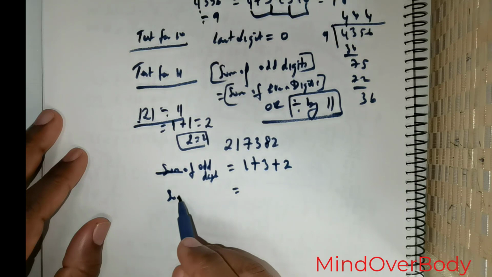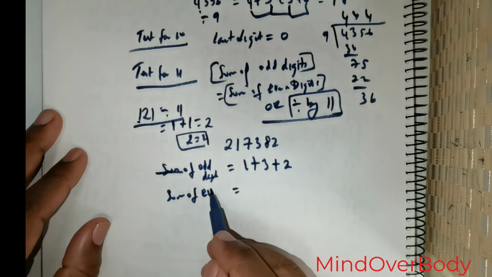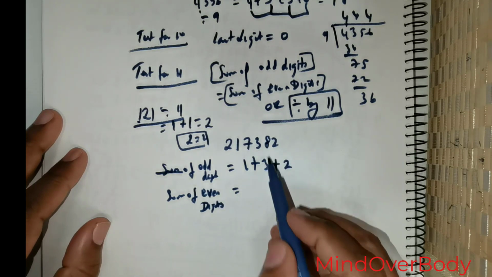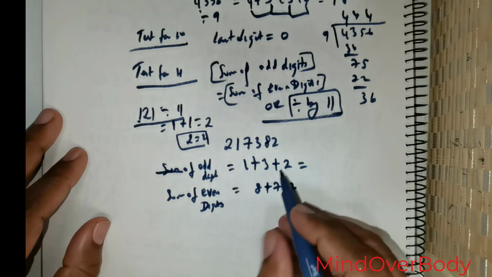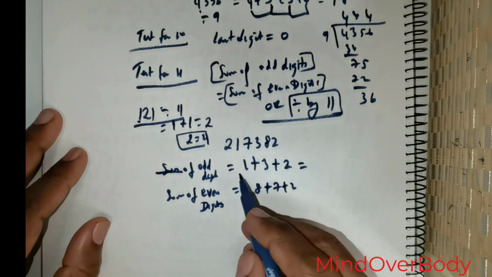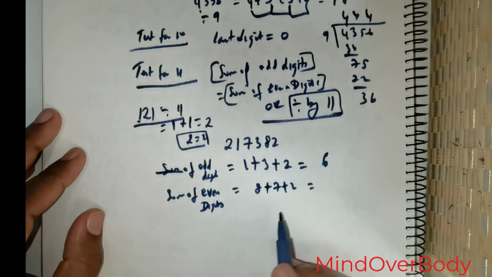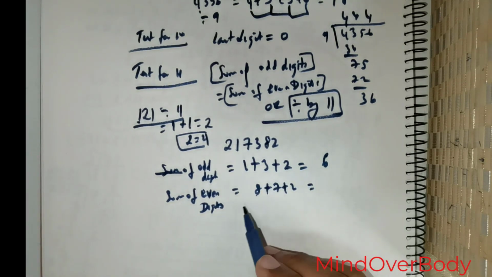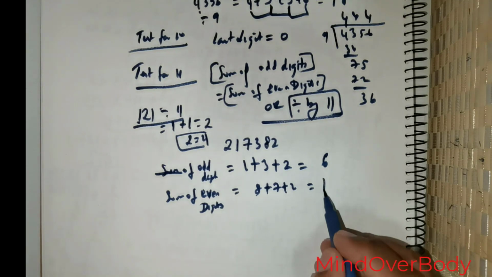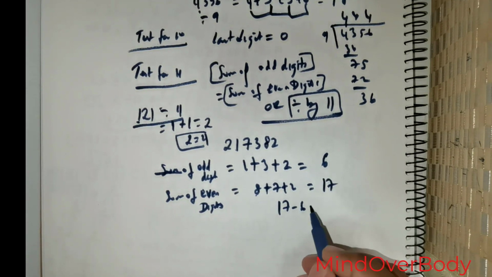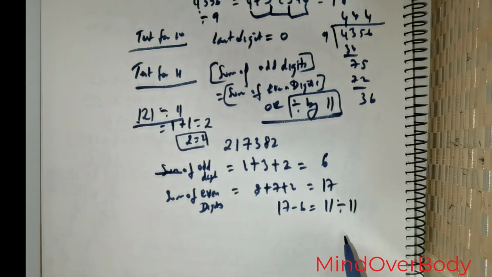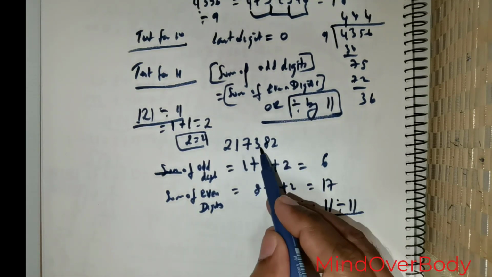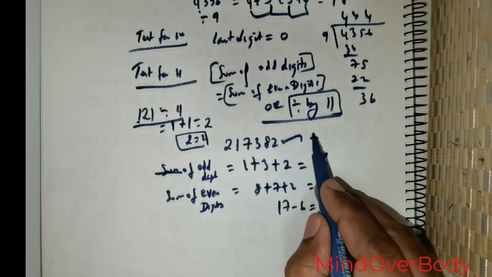And what is the sum of all digits in the even places? The sum of even digits: 8, and then 7, and then 2. Let me add them. 3 plus 2 is 5, 5 plus 1 is 6. And 7 plus 8, or 8 plus 7, is 15, 16, 17. Now 17 minus 6, what do you get? 17 minus 6 is 11, and 11 is clearly divisible by 11. So this number 217382 is divisible by 11.